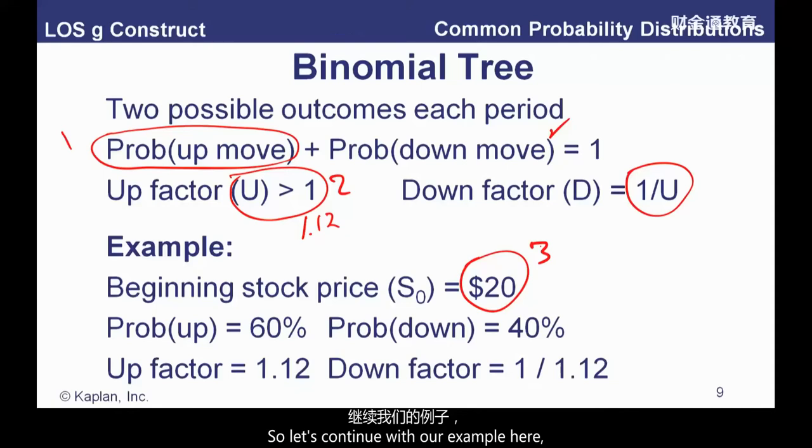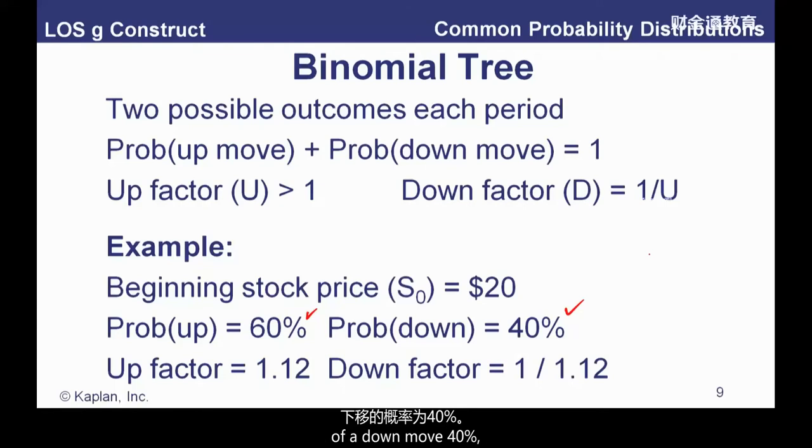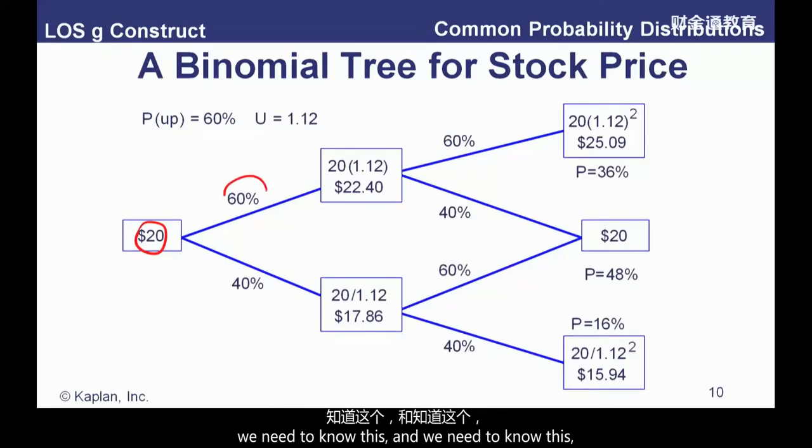So let's continue with our example here. Probability of an up move is 60%. That makes the probability of a down move 40%. Our up factor is 1.12, and the down factor is to divide by that. So here's our tree. We need to know this, we need to know this, and we need to know this, and we can construct this whole tree because there's only 4 possible outcomes: up, up, up, down, down, up, and down, down. So let's look at that top line first.